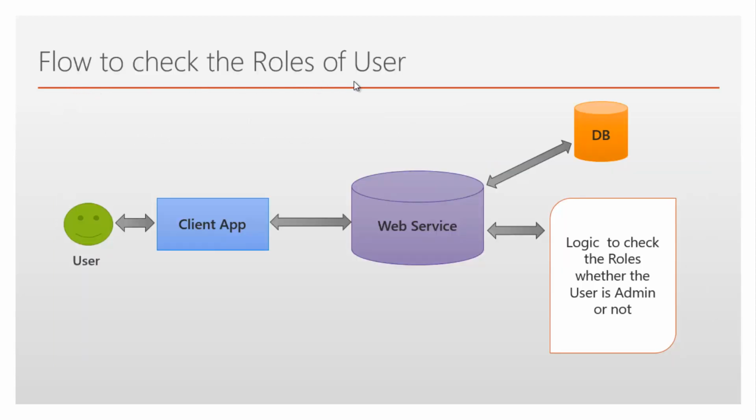Flow to check the roles of a user. When the client user sends a request to the web service, it will perform a check from the database. If the user credentials are valid, then it will return the roles of the user. Let's create a web service to check the roles of a user.